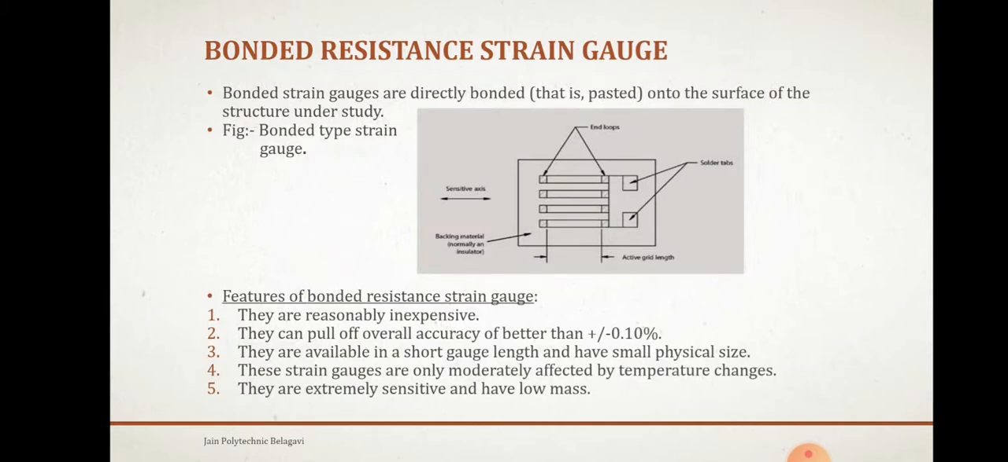Then the next one we will be seeing is the bonded resistance strain gauge. So what are bonded strain gauges? They are directly bonded onto the surface of the structure under study. So they will be bonded on the structure directly. You can see the figure, that is a bonded type strain gauge.